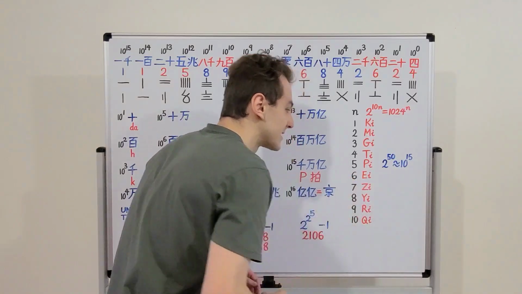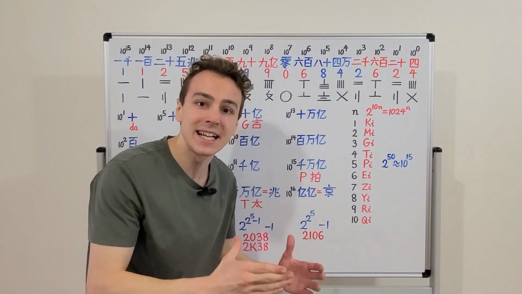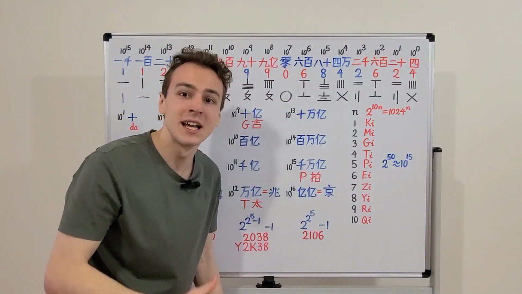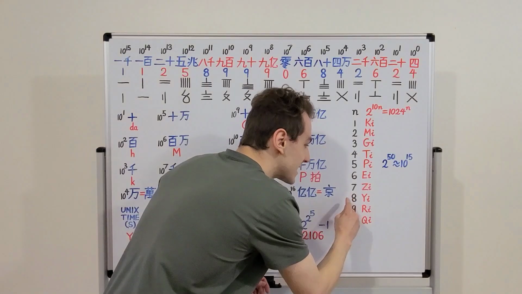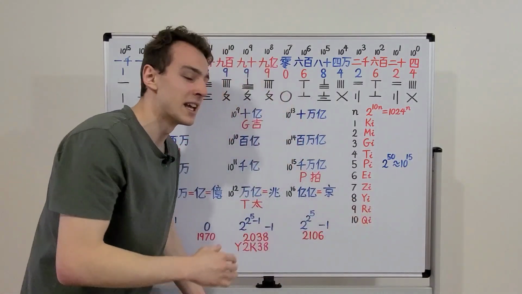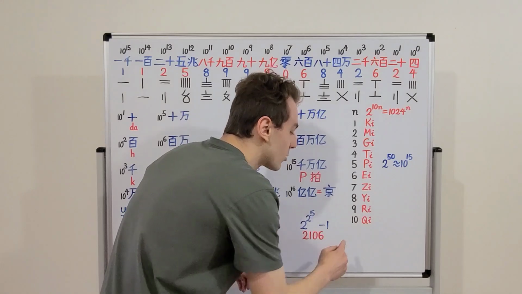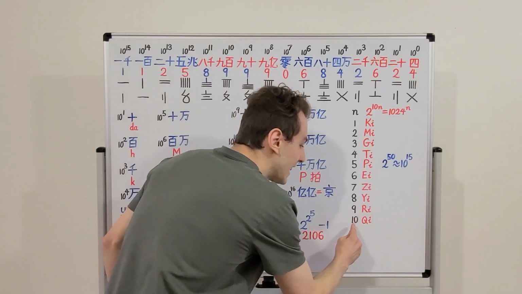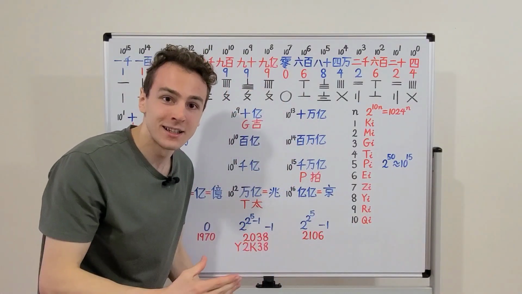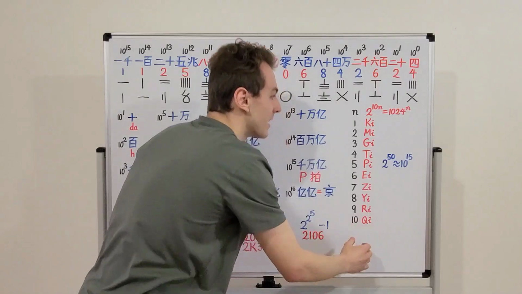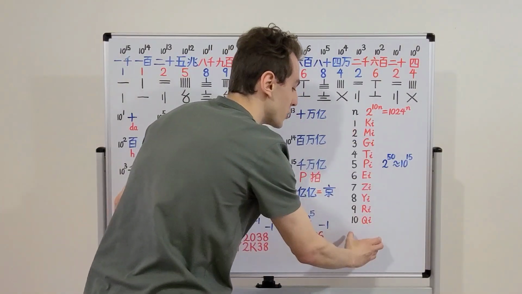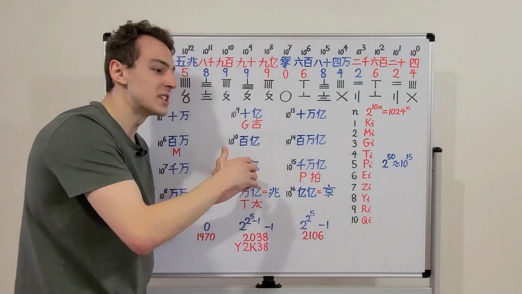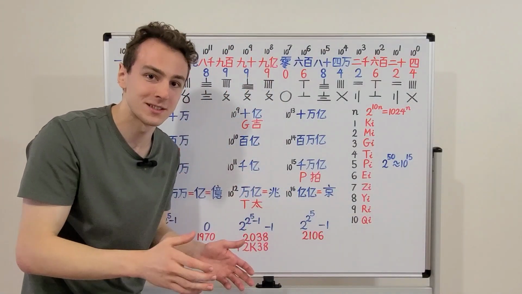For n equals 6, exa becomes exbi. For n equals 7, zetta becomes zebi. For n equals 8, yotta becomes yobi. For n equals 9, ronna becomes robi. And for n equals 10, quetta becomes quebi. So these are the 10 names that are used. So we can have a base 10 metric prefix, which is analogous to a binary prefix.